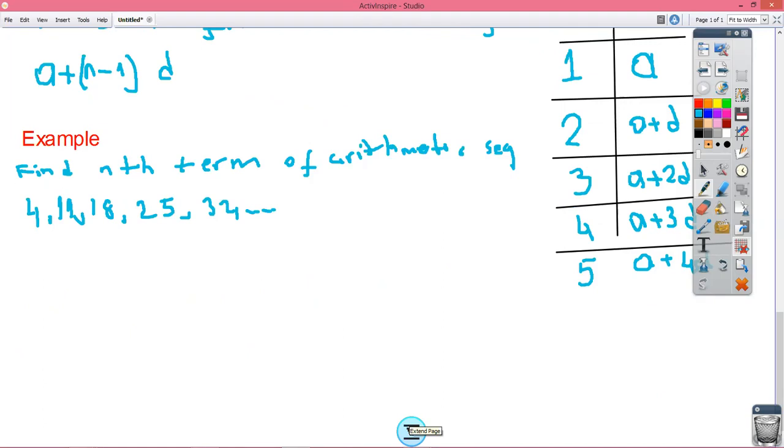What are we going to do here? Here, we need to find a, the first term. Which one is the first term here? 4. Yes, 4 is the first term, so a is equal to 4. Now, what is the common difference here? Plus 7. Are you sure? It's plus 7, and it's plus 7, and it's plus 7. Yes. The first term is that one, and the common difference d is equal to 7.